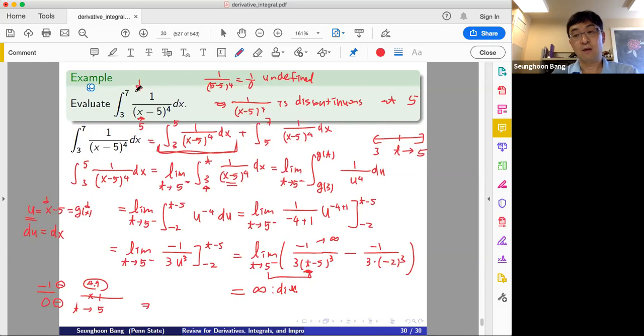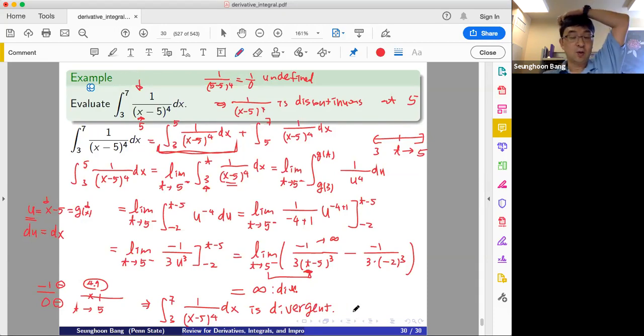Do you remember the definition? If either one is divergent, the whole thing is divergent. So the answer is: the integral from 3 to 7 of 1 over (x minus 5) to the power 4 dx is divergent. This is the whole idea for solving this problem.